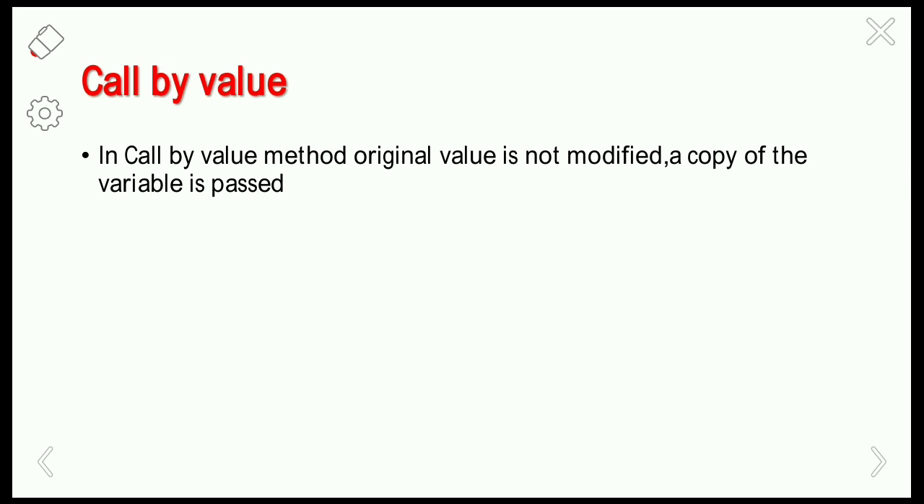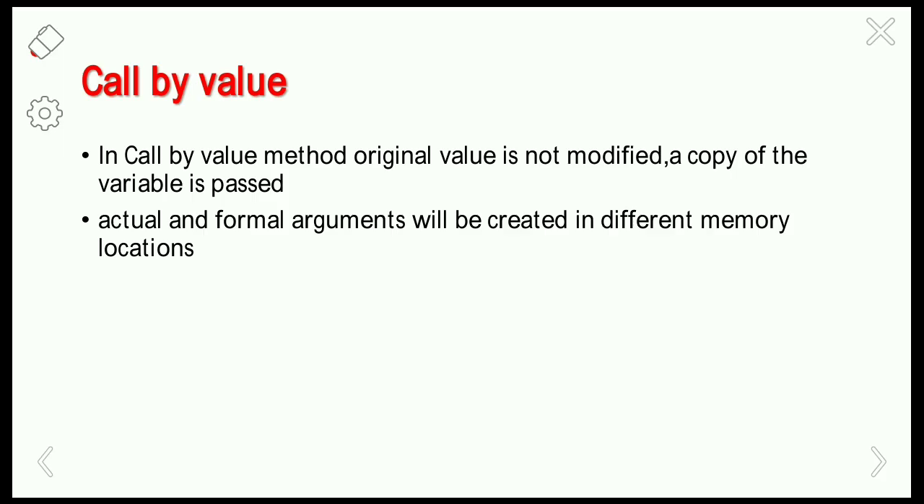Even if there is any modification of the formal parameters after passing the arguments, that modification won't get reflected back in the actual parameters. We are only passing a copy of the variable, and the actual and formal arguments are created in different memory locations.